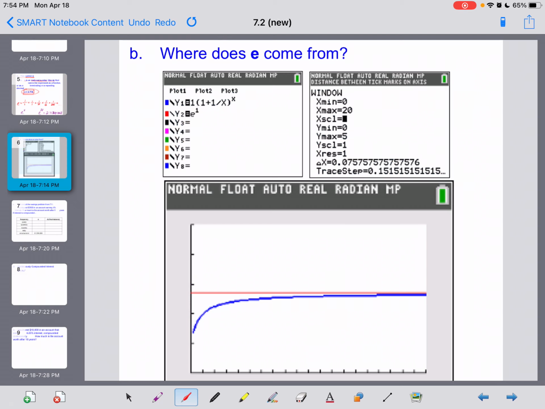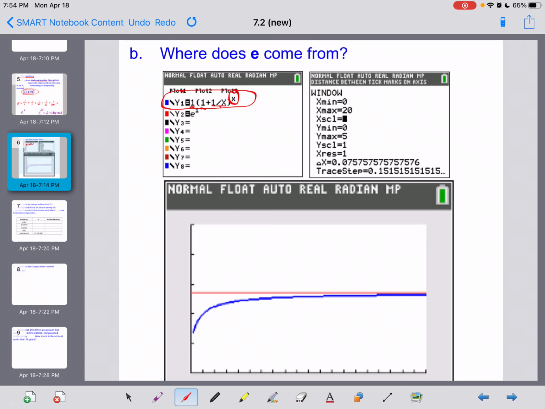Now, where does it come from? This is kind of another explanation for it. If you take a look at what's going on right here, guys, this is kind of a variation of that exponential growth model that we talked about back in 7.1. The 1 value out in front was kind of your initial value right here. And then in parentheses, we had 1 plus r divided by n, or x, all to the x power right there. And what happens if we graph that, everybody?